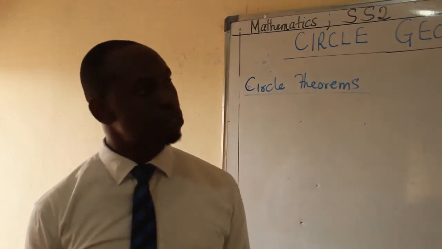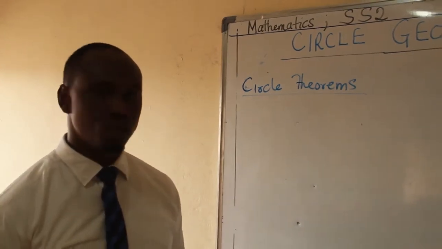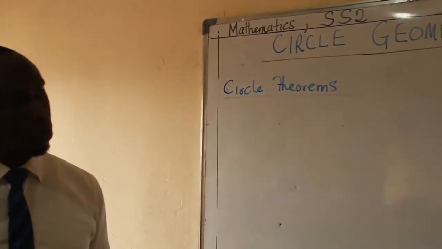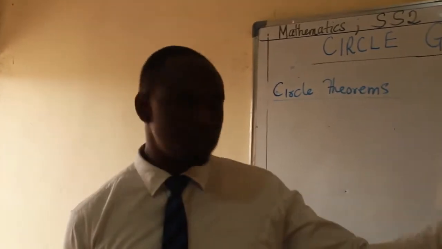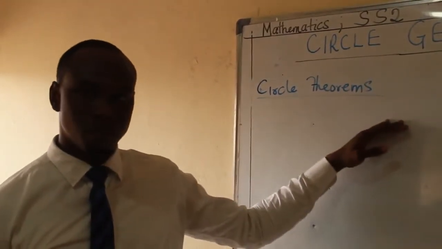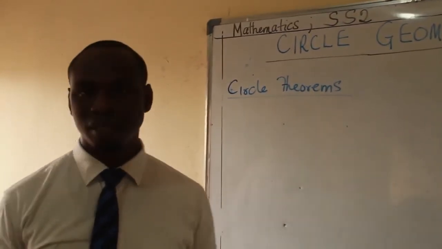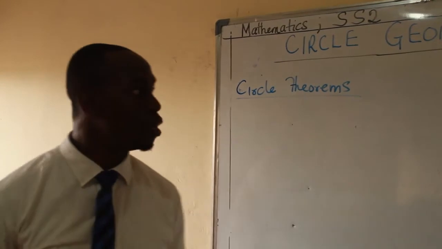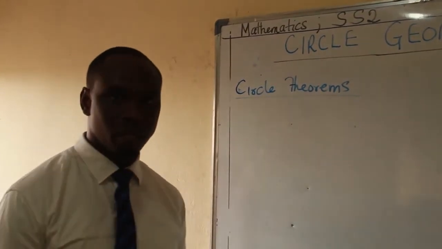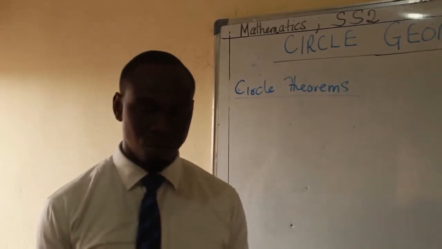Having known those properties of the circle, we now have to go into the circle theorems, because it is our knowledge of the properties of the circle that will help us with our circle theorems. We have so many circle theorems. We have 5, 6, 7 of them, as the case may be. But we might be handling 3 of them today. Maybe in our next class we'll handle the remaining.